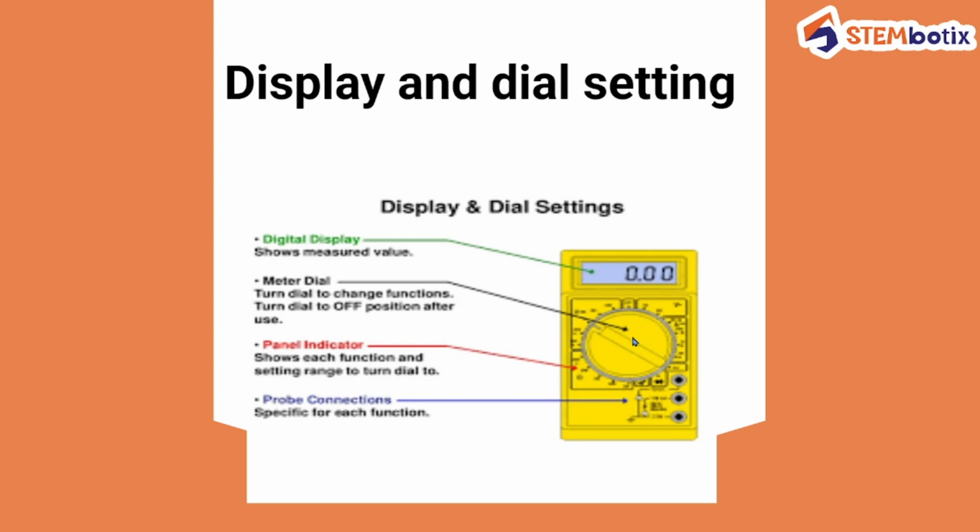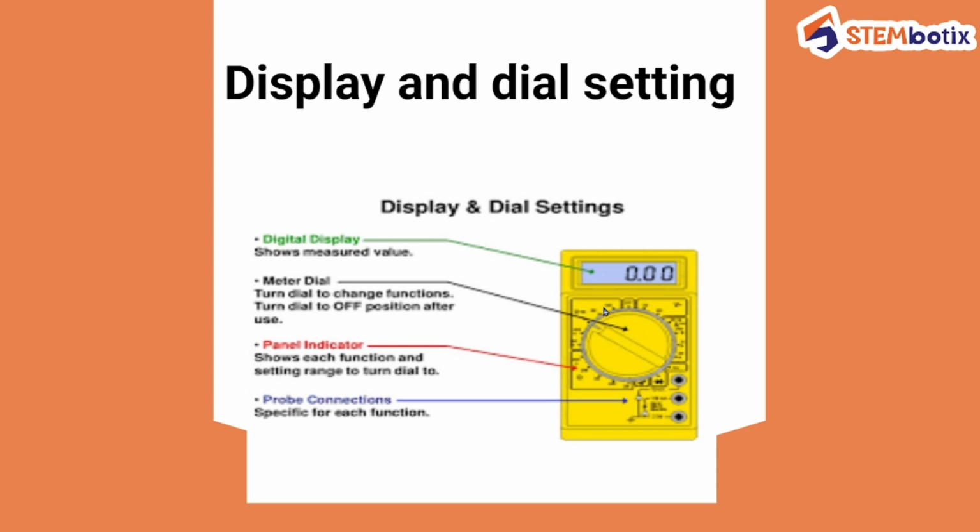Then meter dial. It turns the dial to change functions. It means if you want to measure AC voltage or DC voltage or resistance of an unknown resistor, this dial enables you to move through different functionalities. Also this dial is used to turn off your multimeter. If you set your dial vertically straight, then it will turn off your digital multimeter.